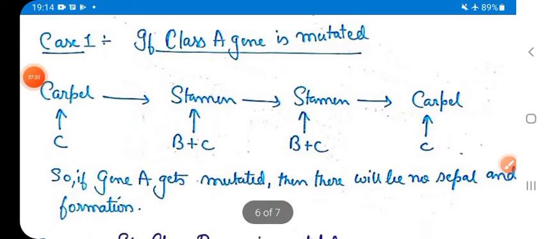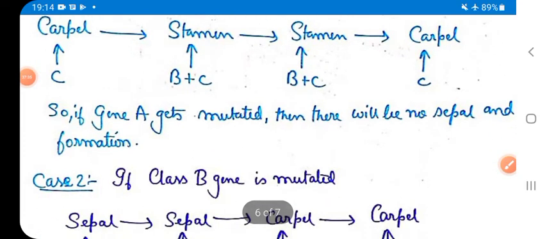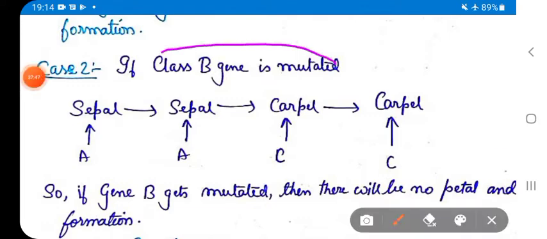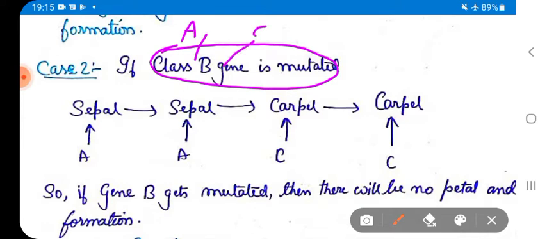Let us see the second case. The second case, suppose class B gene is mutated, then what will happen? Well, B interacts with A to form the petal, and B interacts with C to form the stamen. So there will be no petal or stamen formation.